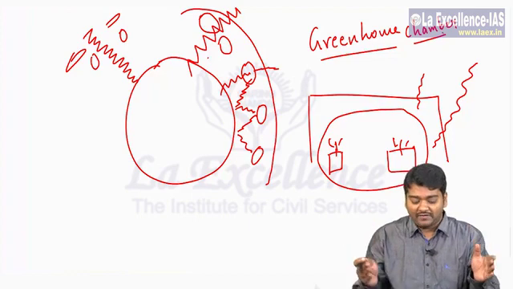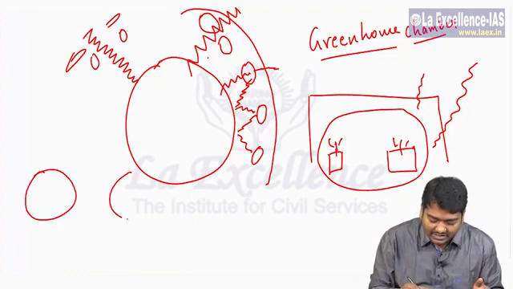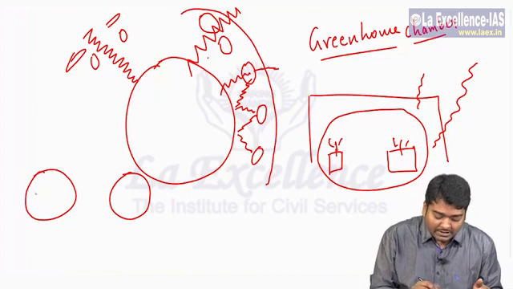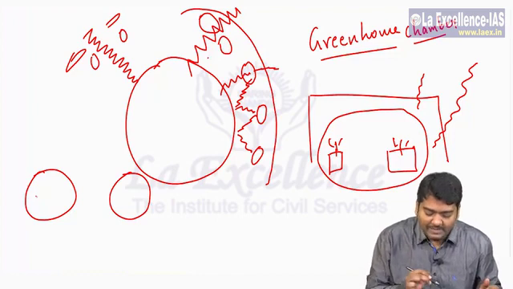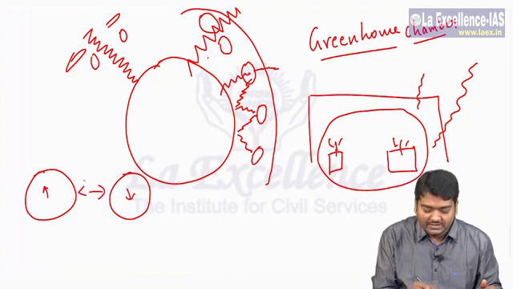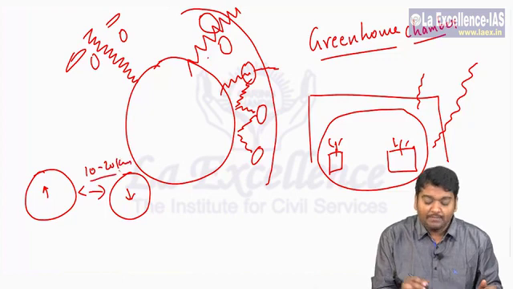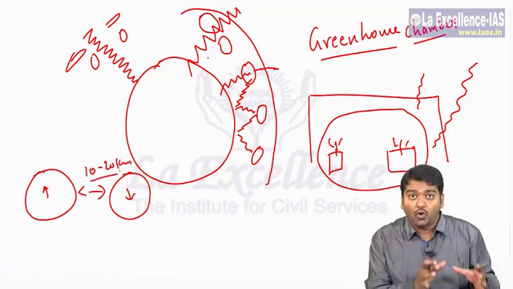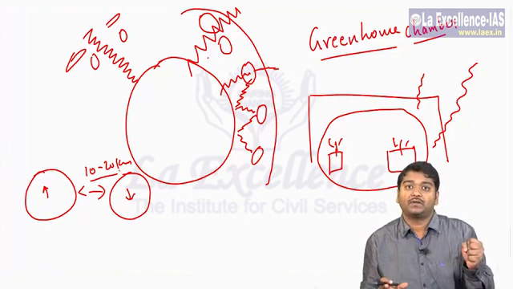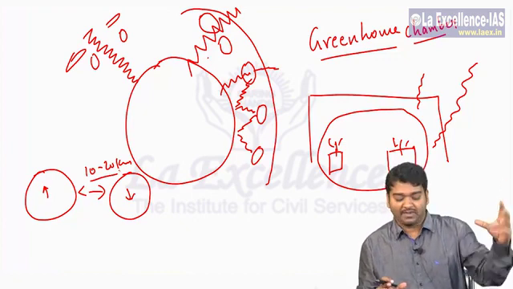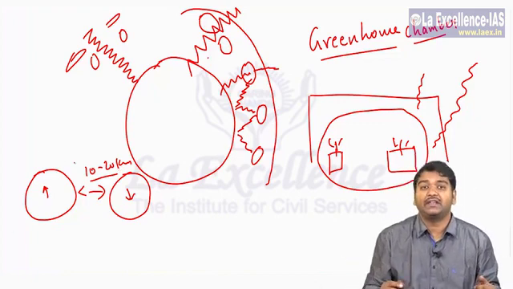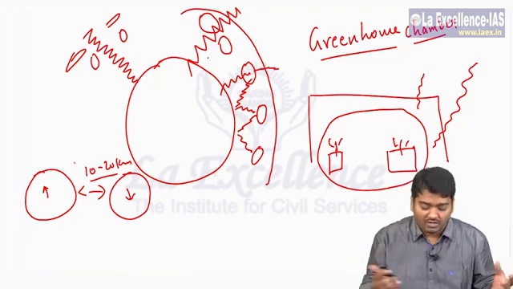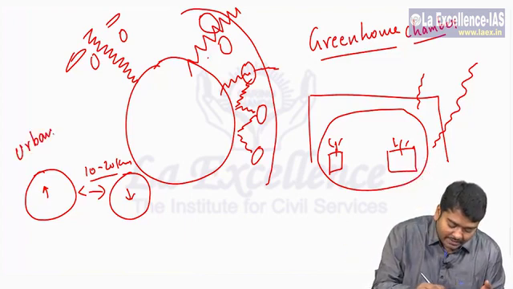If you have a city and a village nearby, the temperature during the night in the city will be more. In the village, it will be less. Even though the difference between them is just 10 to 20 kilometers, the reason is that concrete roads and all trap more of the sun's rays and do not allow them to escape, whereas in villages, they escape. Because of this, urban areas experience more temperature. We call it urban heat island.